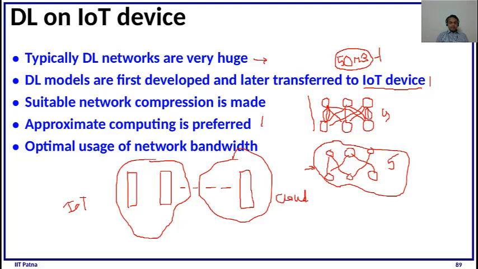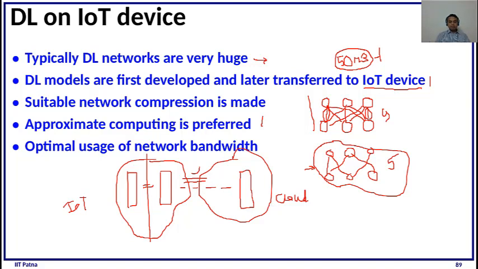Now here is the interesting scenario: why should I break this original model? In order to optimize, probably I have to see how I am using the network bandwidth here. Because if I partition the model here, then probably I may have to transmit a huge amount of data, and I'll be using the network bandwidth. But if I put it here, then probably I can do a significant amount of computation on the IoT device, and a minimal amount of information I will pass to the cloud.